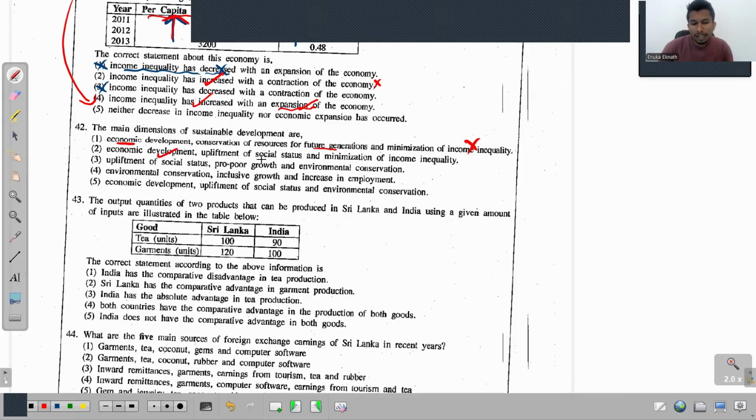Upliftment of social status, that is a social dimension. Minimizing the, no. So in the third one, the second option is not acceptable. The fourth one, environmental conservation, yes. Environmental aspect, inclusive growth, and the increase in employment, now these are not the dimensions of sustainable development. Then economic development, upliftment of social status, environmental conservation, all are correct. And our answer for this question 42 is the fifth one.